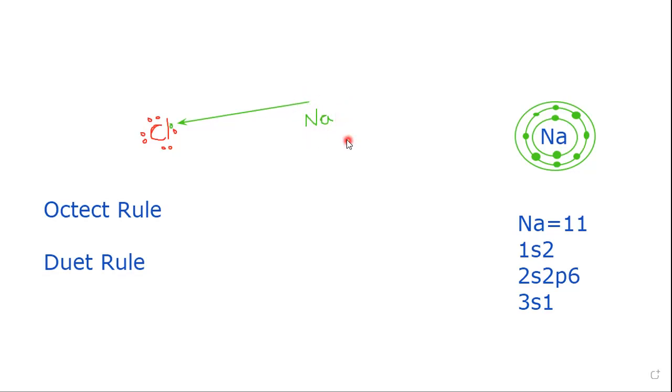The answer is yes. If you look at this, this is no longer the last energy level. This is just empty space. So this energy level disappears when sodium donates its electron to chlorine. And this is the outermost energy level now for sodium. So how many electrons does sodium have in this energy level? Can anybody tell me?